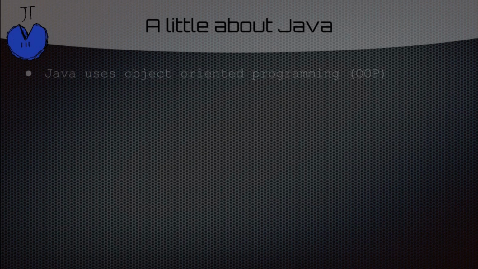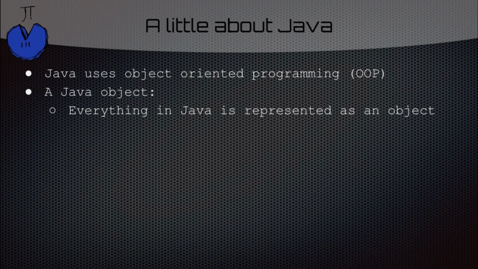A little about Java. Java uses Object-Oriented Programming, abbreviated as OOP. There are many languages that use Object-Oriented Programming, so Java is just one of the many. A Java object: everything in Java is represented as an object. So if you had a program where there were cats and dogs in a house, a cat would be an object, a dog would be an object, and the house would be an object. And then if you had a game where you had a spaceship that launched missiles at asteroids, then the spaceship would be an object, the missiles would be an object, and the asteroid would be an object. Even the scoreboard that keeps track of how many asteroids you've destroyed would be an object.